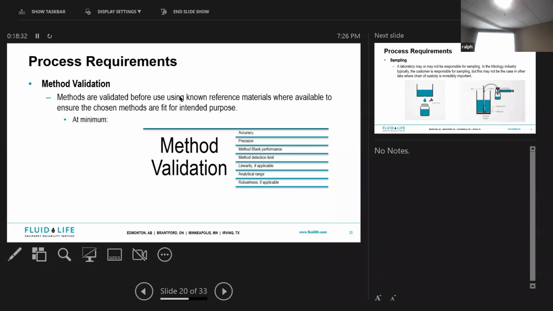Method detection limit goes hand in hand with your blank. If you run a very low level sample and you're thinking it should be 1 ppm and it comes back at 2 ppm, well, you run multiples of those samples, you might get a range of 2 ppm.